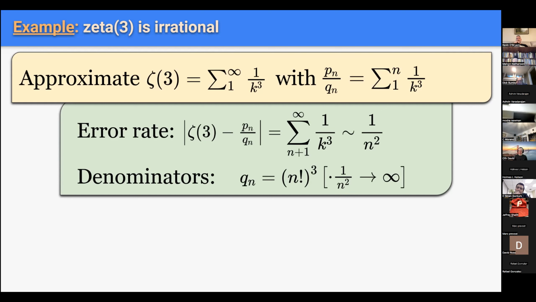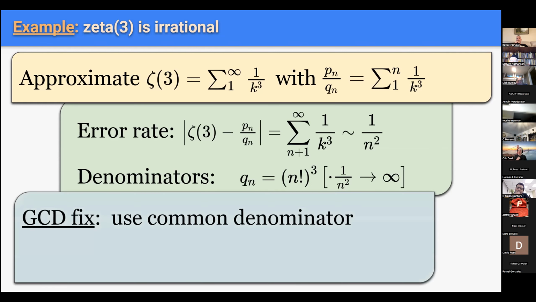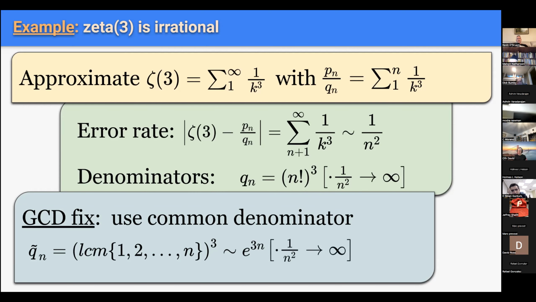Yeah. Okay. So if I didn't know that I can take the least common multiple, I would just take the product. But if I do know that I can take the least common multiple, then this is exactly what I'm going to do to improve the approximation. I can take the least common multiple of 1 until n, and you need to take the cube. And the least common multiple of 1 till n is more or less like e to the n. And of course, if I still multiply by 1 over n squared, so if I still multiply by the error, it still goes to infinity. But it goes to infinity much slower than what I had before.